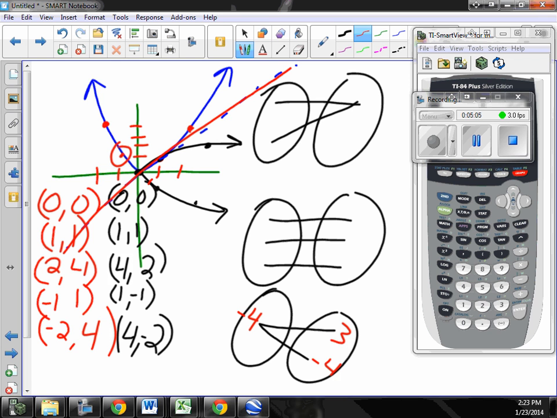This point moved to here. This point moved to here. This point moved to here. Okay? Is the reflection, is the inverse a function? No, because it fails the vertical line test.